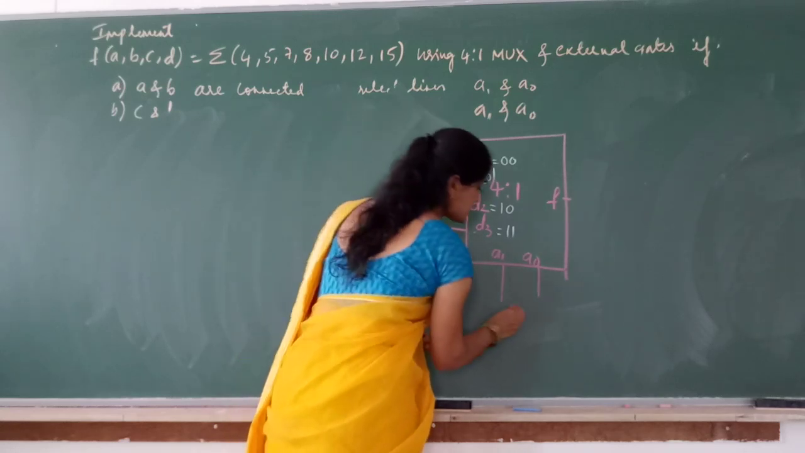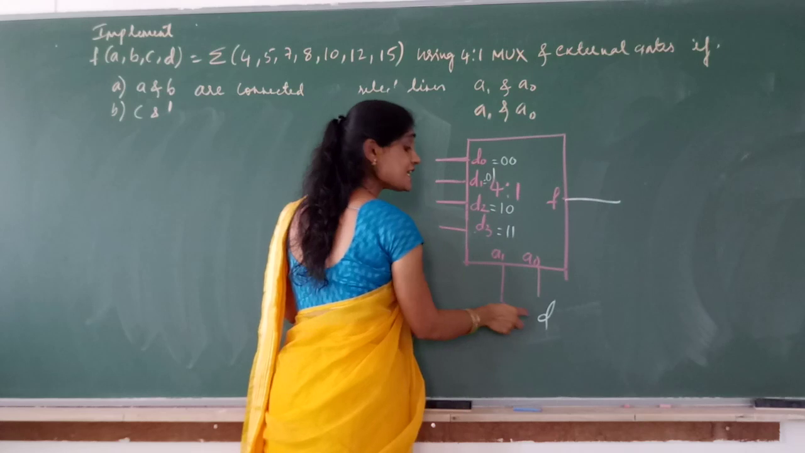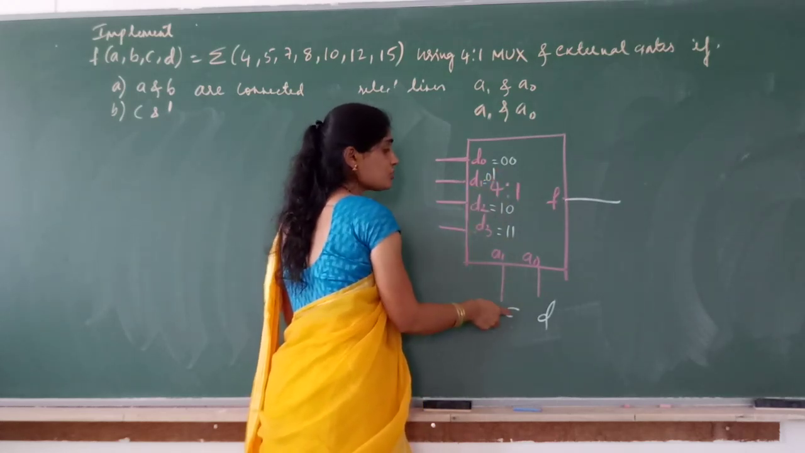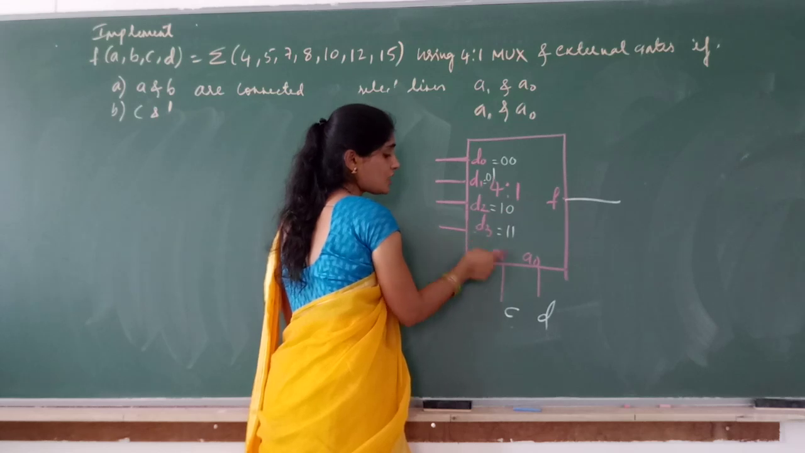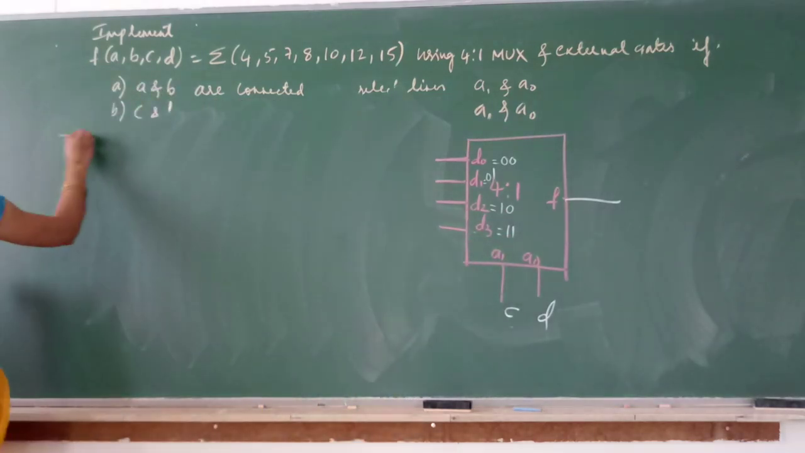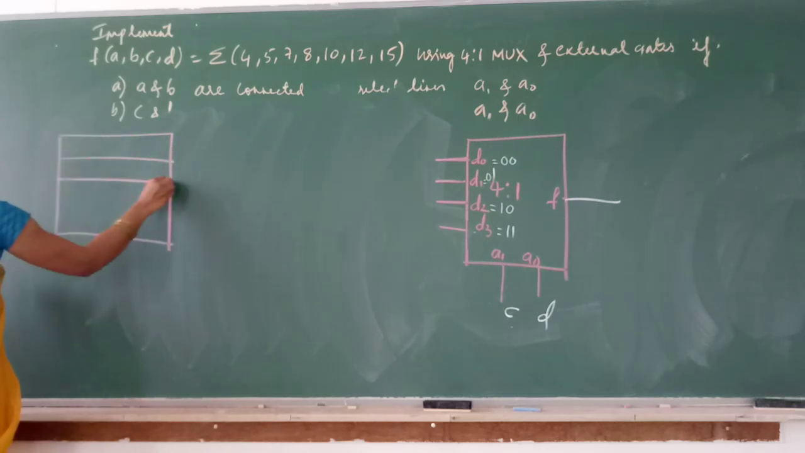So which are the address lines? CD. D0 will be transferred to the output when CD is 00, D1 when CD is 01, D2 when CD is 10, D3 when CD is 11. So let us write the K-map again, a 4 variable K-map.